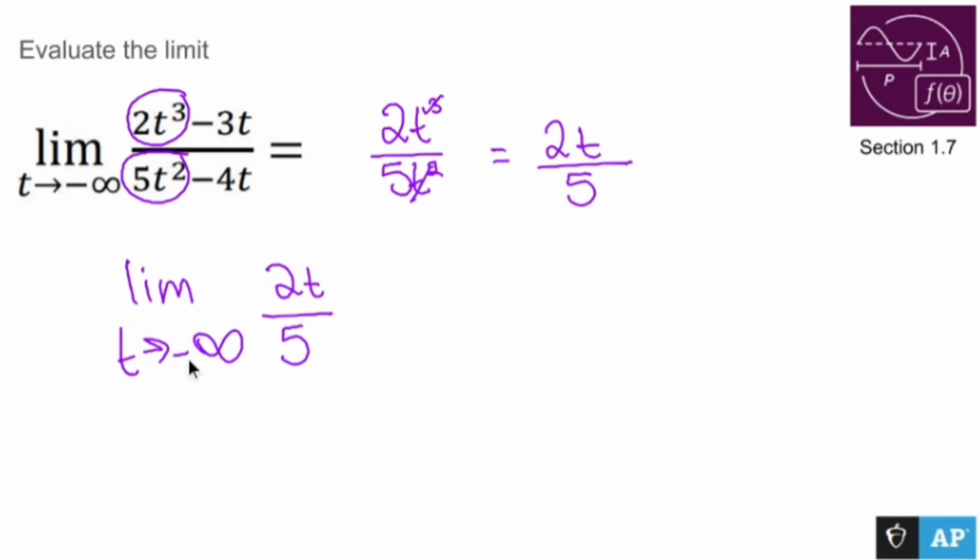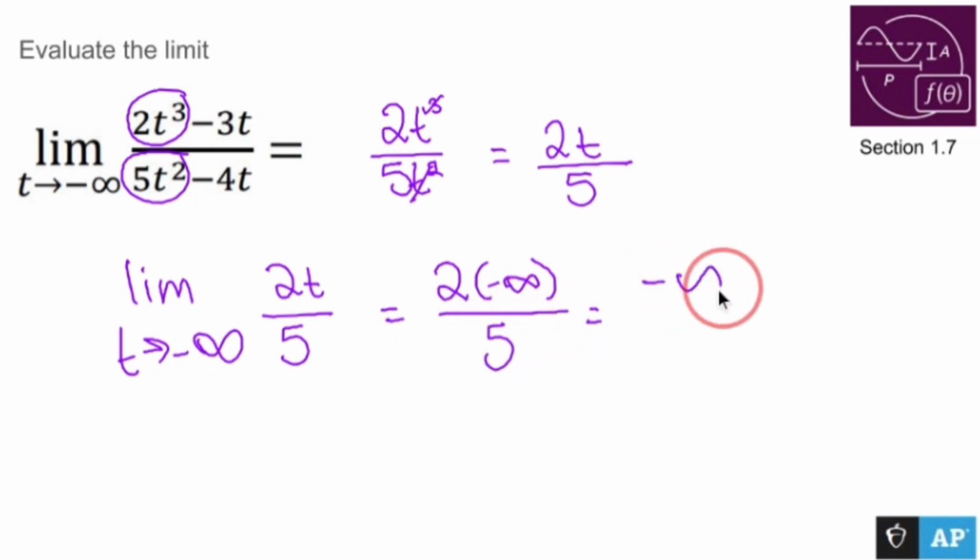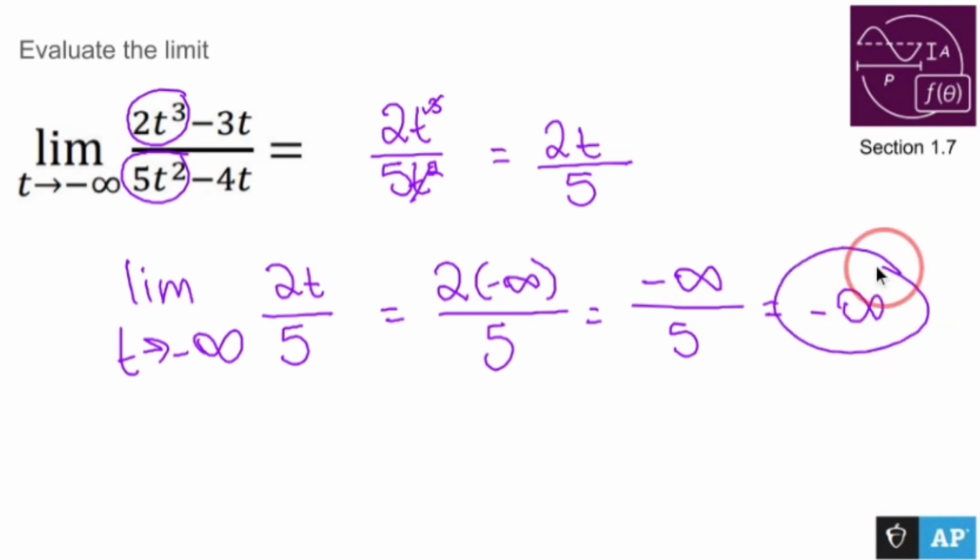As much as it sounds wrong, what you do next is plug in negative infinity into t. So that's going to be 2 times negative infinity over 5. 2 times negative infinity is negative infinity, believe it or not. Negative infinity divided by 5 is still a really large negative number, so it's still going to be negative infinity. And that's going to be my answer.